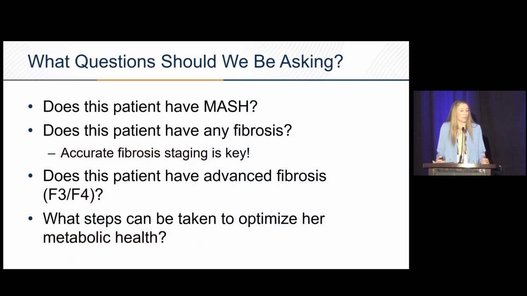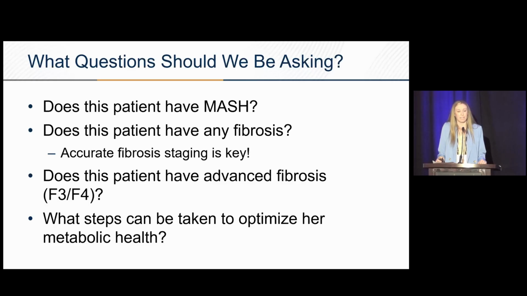So what questions should we be asking pertaining to this patient? Does this patient have MASH? Elevation in your liver enzymes related to MASH is a diagnosis of exclusion. So once we have ruled out that there's nothing else going on, we can safely say that the mild elevation in her liver chemistries is likely from MASH, likely showing that steatosis may be causing some inflammation in her liver. Does this patient have any fibrosis? And more importantly, does this patient have advanced fibrosis? So accurate fibrosis staging is key for these patients because that will guide your management.